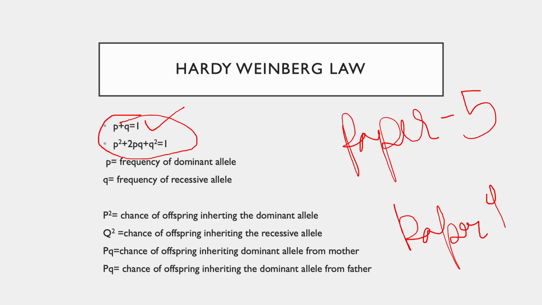So the first equation is p plus q equals 1. Now what is p? p is not the dominant allele, but the frequency of the dominant allele. That is, in a particular community or population setup, how much has my dominant allele occurred out of the total number of alleles. Both the dominant and recessive alleles are the two types of allele which will occur, and it is their combinations which will create individuals. So when I talk about these two alleles, both of them make 100%. So the value of p will always be less than 1 and the value of q will always be less than 1.